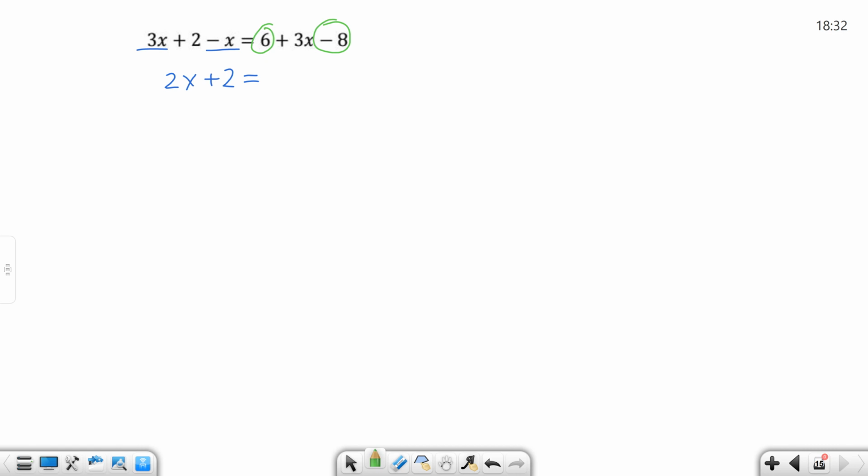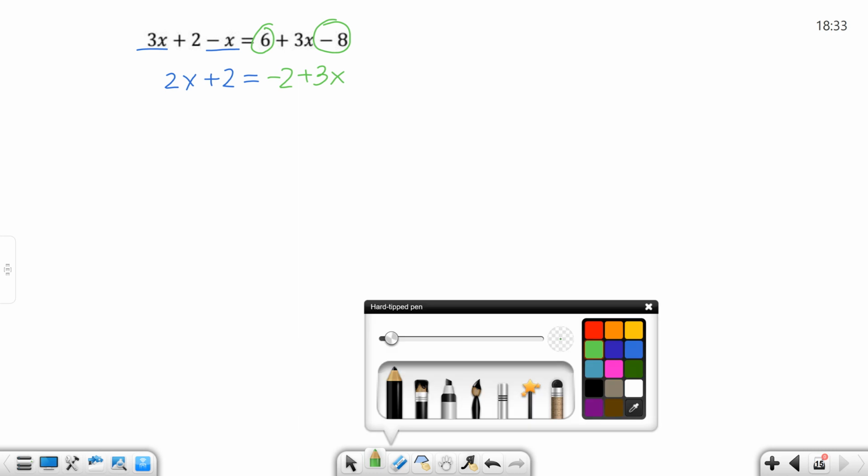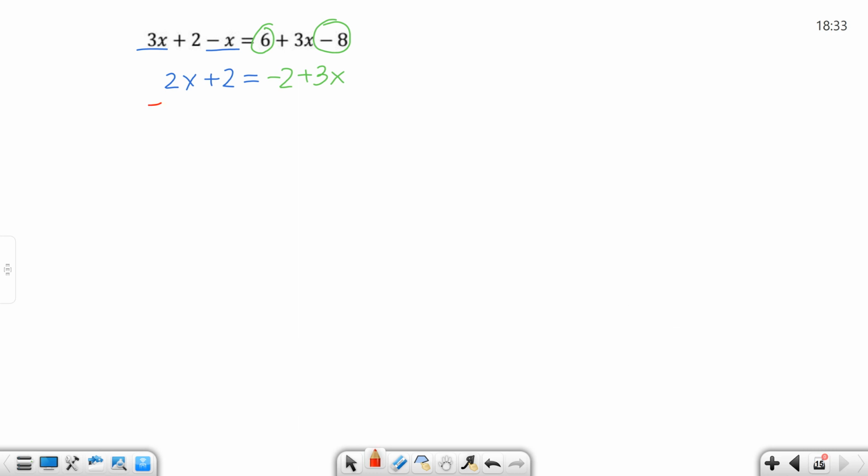What is 6 minus 8? Well, they're different signs. Subtract them, get a 2, and the sign of the bigger is negative, and then bring down my plus 3x. So now, can I do anything else to that right-hand side? Nope. Don't have like terms, can't do anything with it. Now, are my two x's 1 apart? I have a 2x and a 3x. They sure are. So I'm going to move the smaller one, which is what? 2x. I'm going to subtract 2x from both sides.